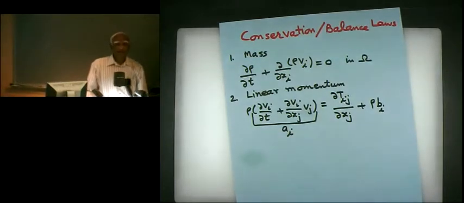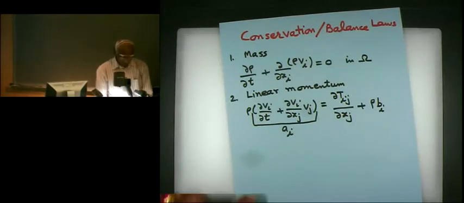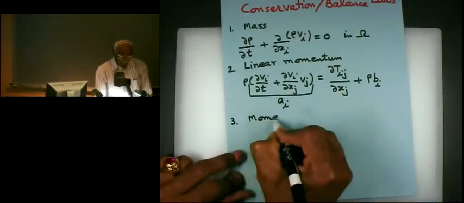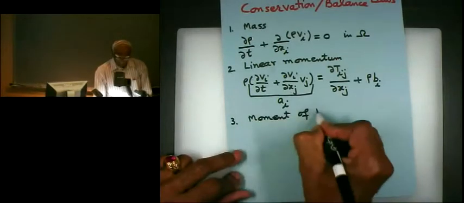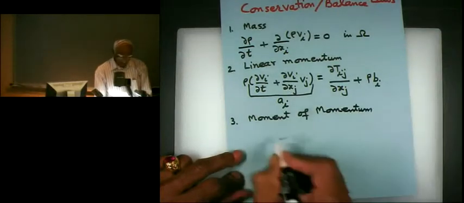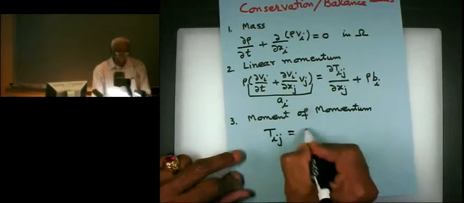Yes. Is that a rho or a p? So mass density is rho. And the third one is moment of momentum, and that is Tij equals Tji. Now the Cauchy stress tensor is symmetric.